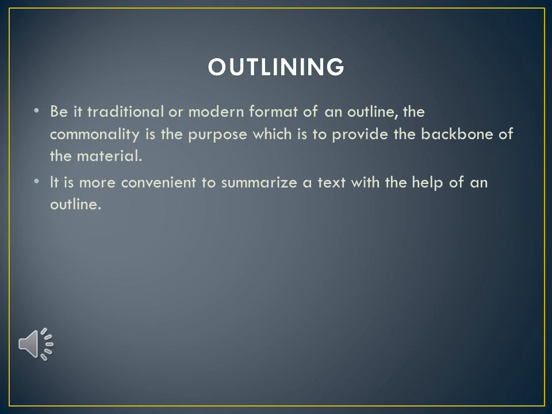Another one, we have outlining. In outlining, be it traditional or modern format of an outline, the commonality is the purpose, which is to provide the backbone of the material. Outline, backbone. It is more convenient to summarize a text with the help of an outline. If we're going to break down the word outline, it means a general description or plan giving the essential features of something but not detail. Outline, not detail. It's just a guide for you to come up with a summary.